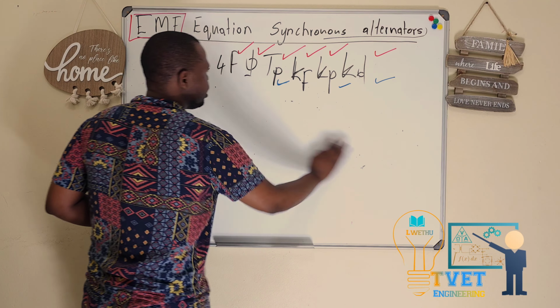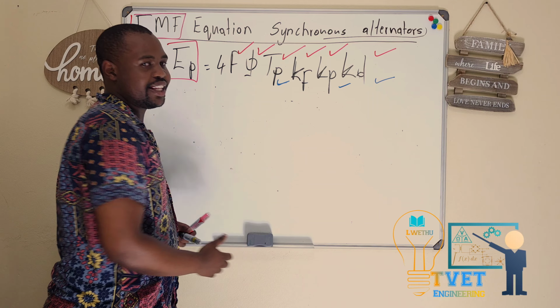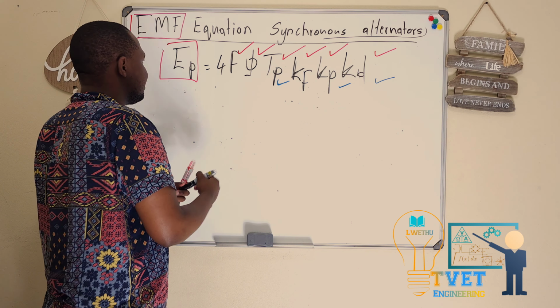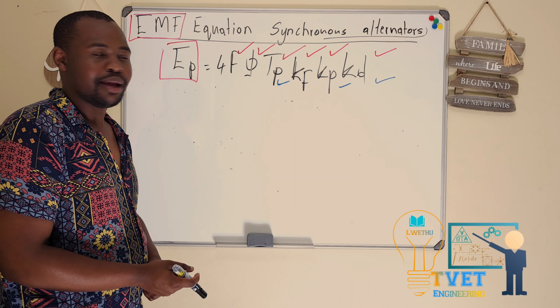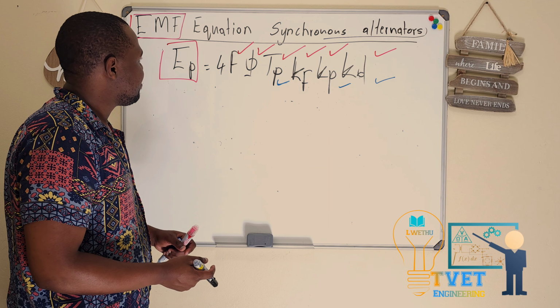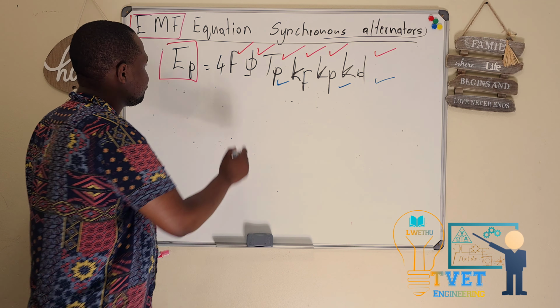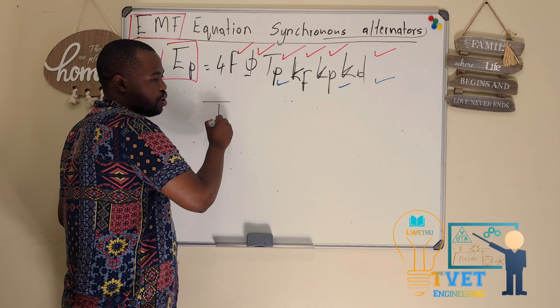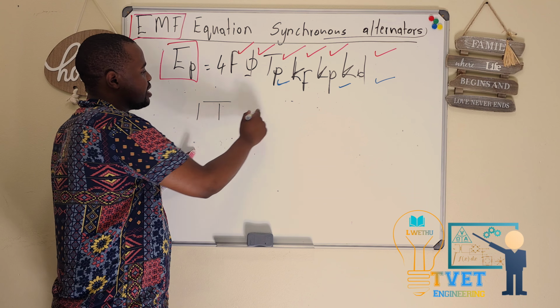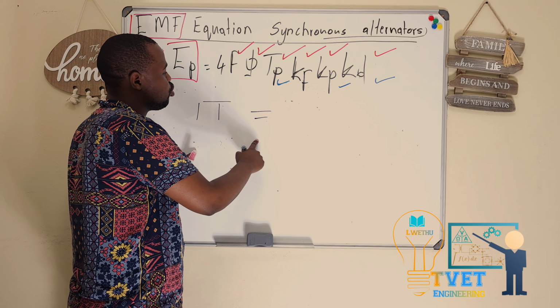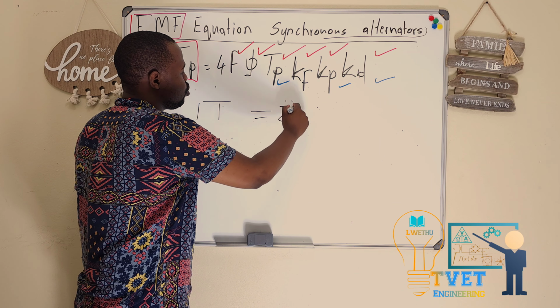Okay, moving on to the turns per phase. Tp is the turns per phase. Turns per phase is equal to, remember we said 1 turn is equivalent to 2 conductors.